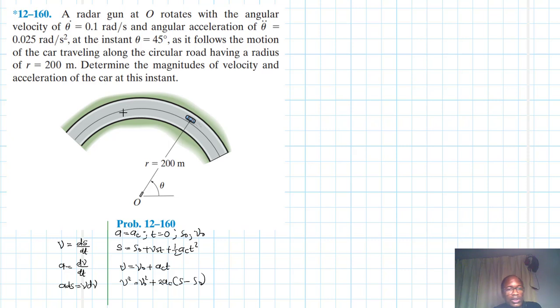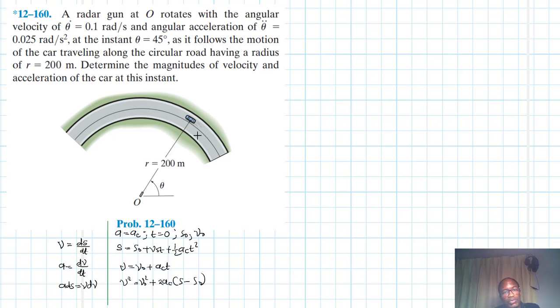Right, so let's look at what we are now dealing with. Here we have a radar gun at O. This is our reference. This radar gun rotates with the angular velocity given, 0.1 rad/s, and angular acceleration of 0.025 rad/s², as it follows the motion of the car traveling along a circular road having a radius of r equal to 200 meters. And we've been asked to find the magnitudes of velocity and acceleration.